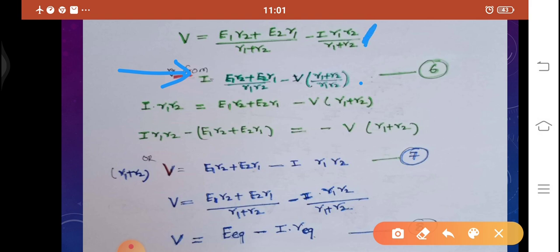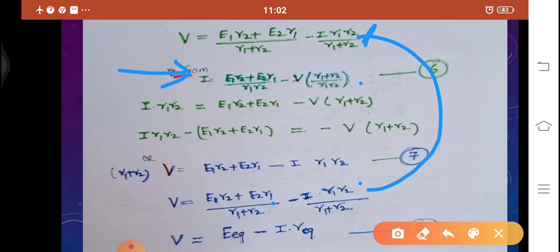Don't see this, we will reach this. It is directly written. Now from the last page, I equals this, then cross multiplied: I R1 R2 = E1 R2 + E2 R1 − V R2... then transfer this side, so V equals E1 R2 + E2 R1 upon R1 + R2 minus I R1 R2 upon this relation. So these steps are not given there in the book.